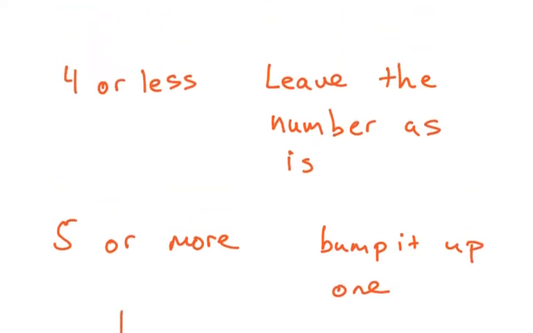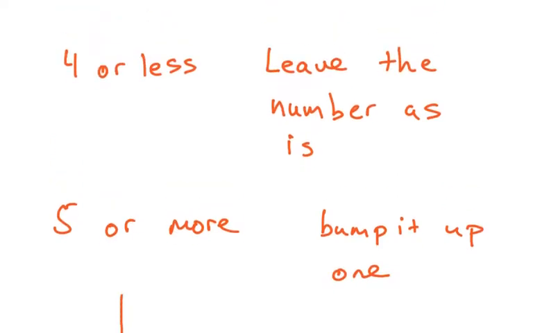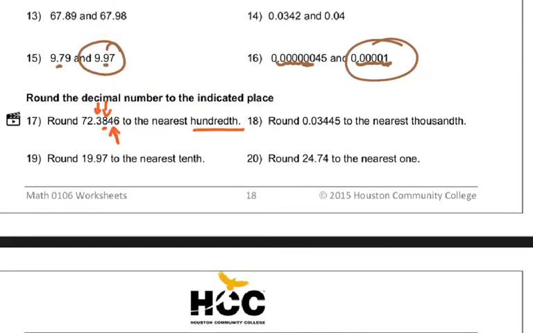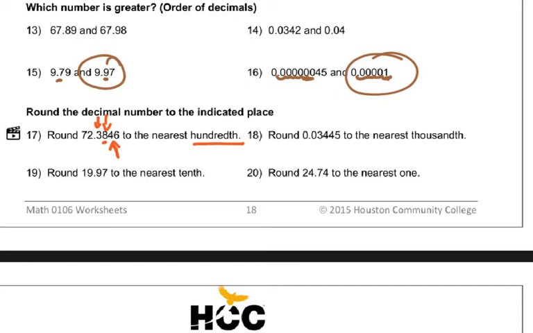Okay. 4 or less, leave the number as is. 5 or more, you bump it up. And when I say number, what I really should be saying here is digit. We're talking about bumping the digit up 1. Okay, so let's look at this here. We see a 4 here. So what that means is we said 4 or less, leave it alone. So this is just simply 72.38.